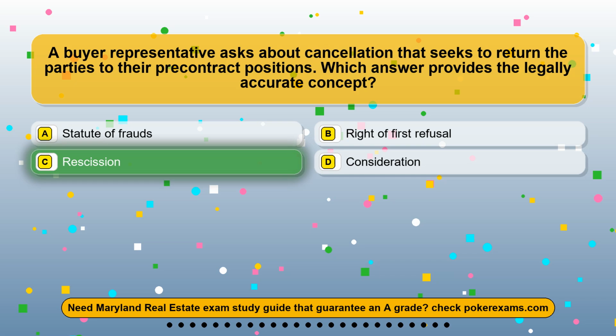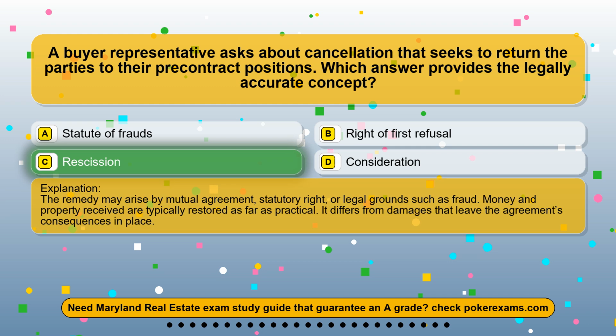The correct answer is option C, rescission. The remedy may arise by mutual agreement, statutory right, or legal grounds such as fraud. Money and property received are typically restored as far as practical. It differs from damages that leave the agreement's consequences in place.